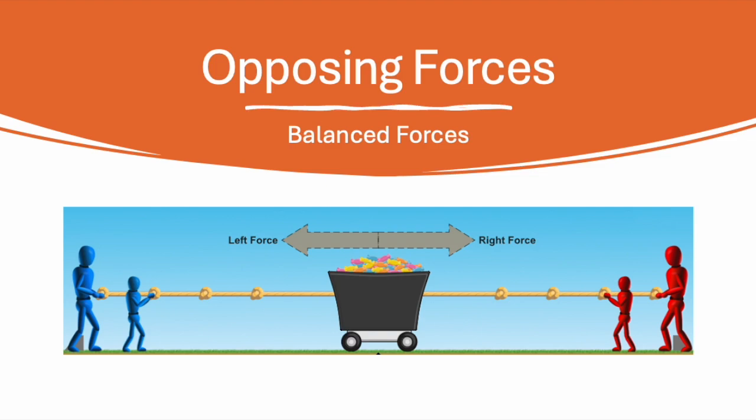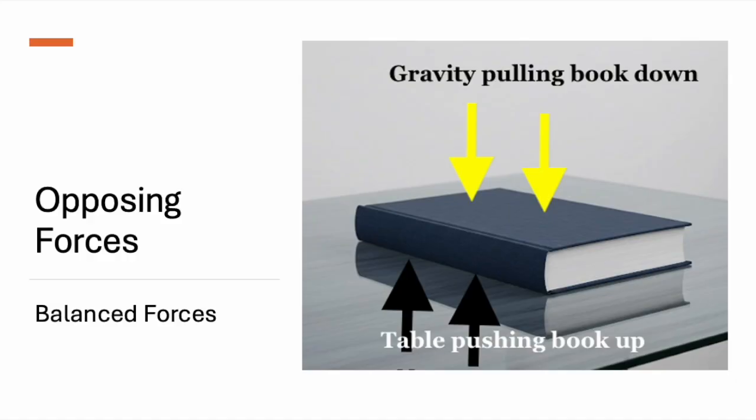In the tug-of-war, if both teams pull with the same strength, the rope does not move. That's because the forces are balanced. Balanced forces are equal in strength and opposite in direction. When forces are balanced, objects don't move, or if they are moving, they keep moving at the same speed and in the same direction. Think of a book sitting on a table.